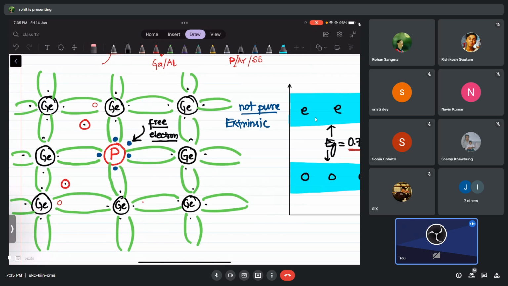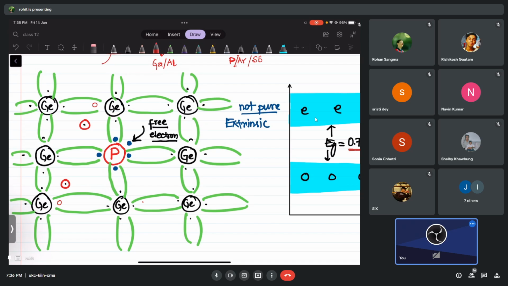Okay, this is a free electron and it did not appear because we have broken some bonds. By breaking some bonds we have not got this free electron. This free electron we just got because we brought what? Phosphorus, which had so many outermost electrons.